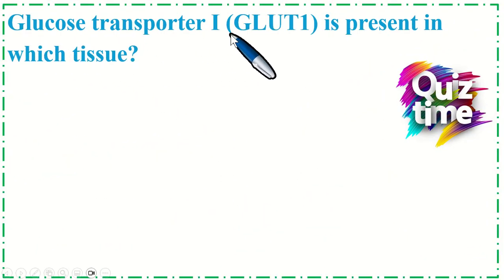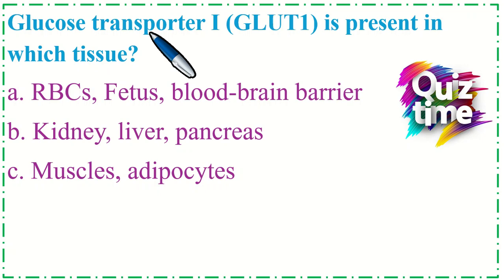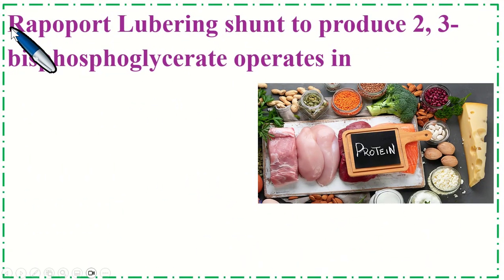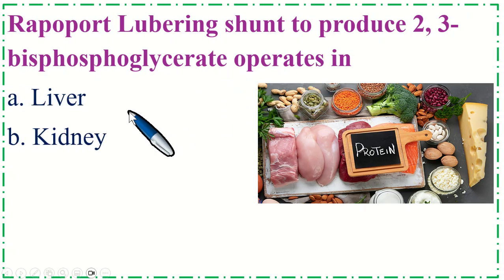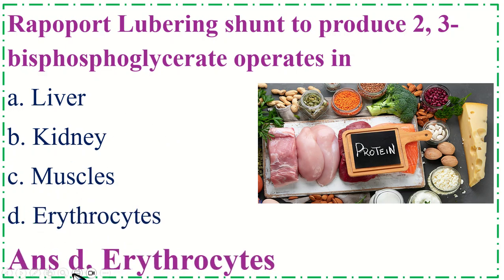Glucose transporter 1 is present in which tissue? Correct answer is A. RBCs, fetus, blood-brain barrier. Rapoport-Luebering shunt to produce 2,3-bisphosphoglycerate operates as... Correct answer is D. Erythrocytes.